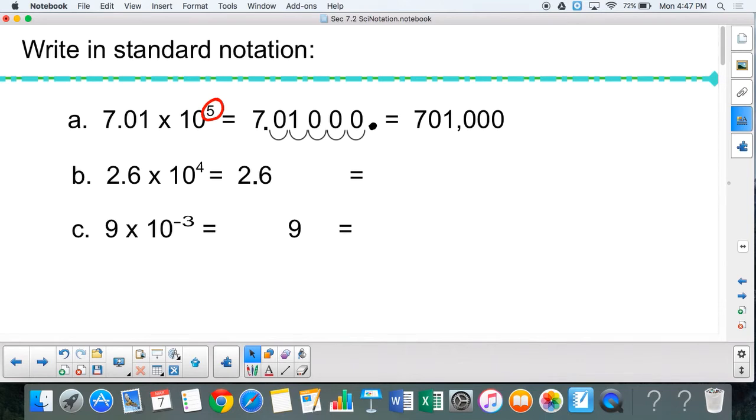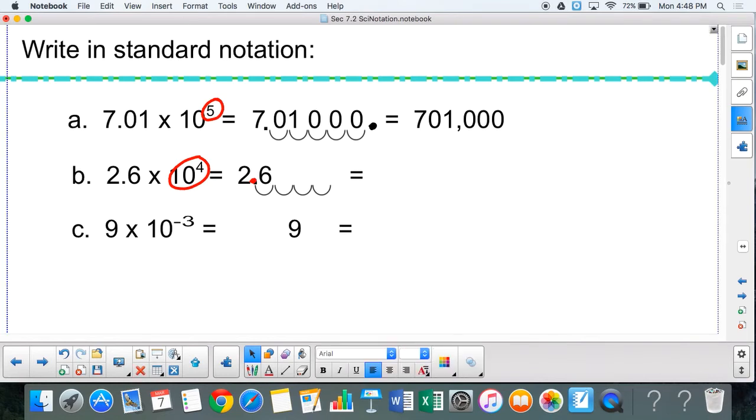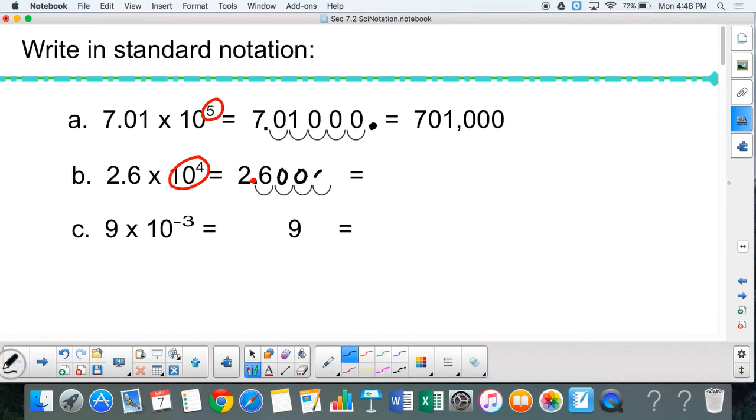Another example, 2.6 times 10 to the 4th. Should give that one a try. Take this current decimal right here, and we're moving it over 4 spaces. Every time we times by 10, the decimal moves over to the right one. Now it's timesing by 10 4 times. See what you get. Fill those spaces in with zeros. And our final answer is 26,000.